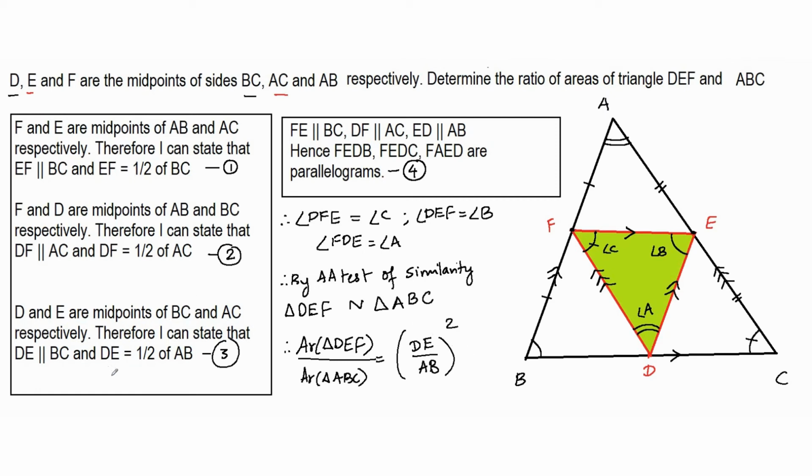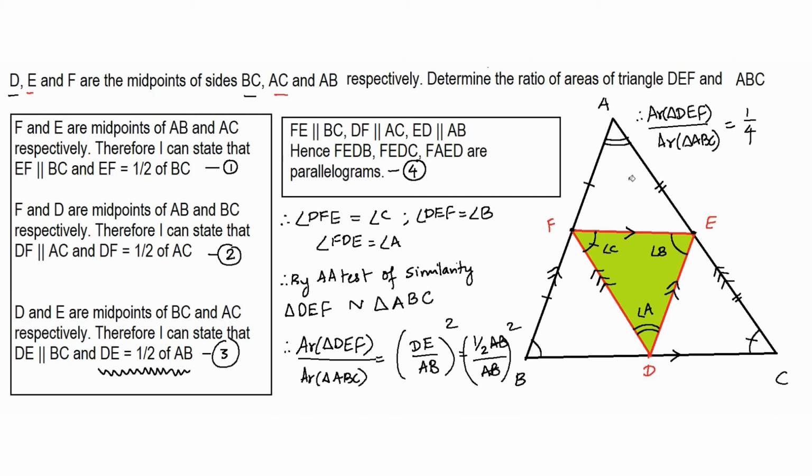But I know that DE, according to statement 3, is half of AB. So I can write this as half of AB upon AB the whole square. And therefore, area of triangle DEF divided by area of triangle ABC is equal to, AB cancels, and half square is going to be 1 by 4. And therefore, the area of triangle DEF is 1/4 the area of the whole triangle.